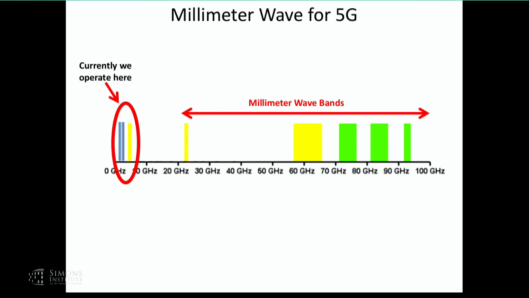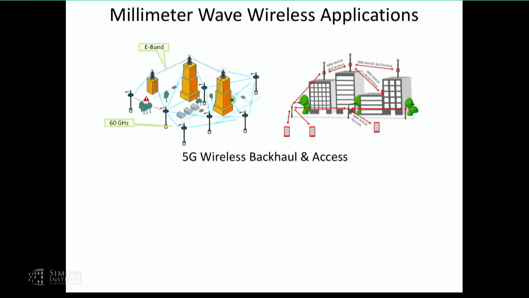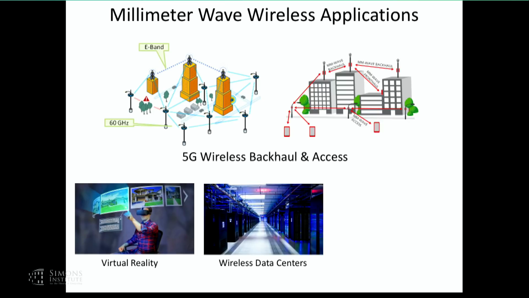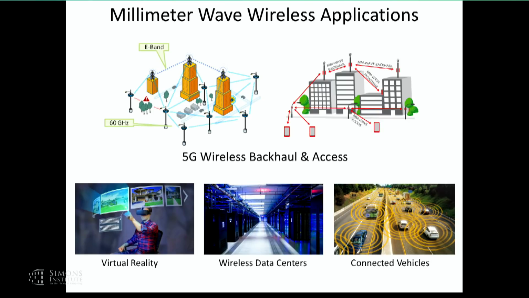And recently, the FCC realized that and started to open more and more spectrum, some of it for licensed use, for cellular, some of it for unlicensed use. And right now, you have more than 14 gigahertz, around 60, of unlicensed spectrum that anyone can use for free. And this is more than everything we've ever dreamed of. These are called millimeter wave bands, and there are lots of applications. The main one is for 5G cellular network access and backhaul. But there are other applications in virtual reality, wireless data centers, and connected vehicles.